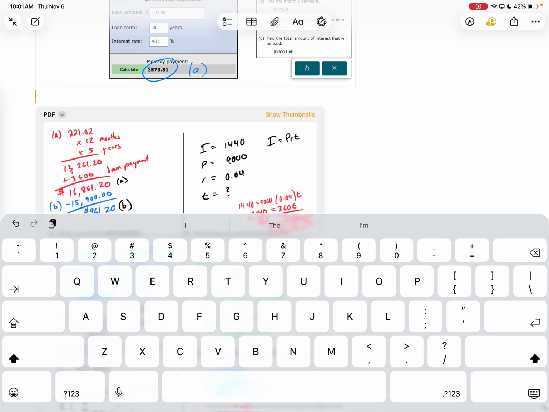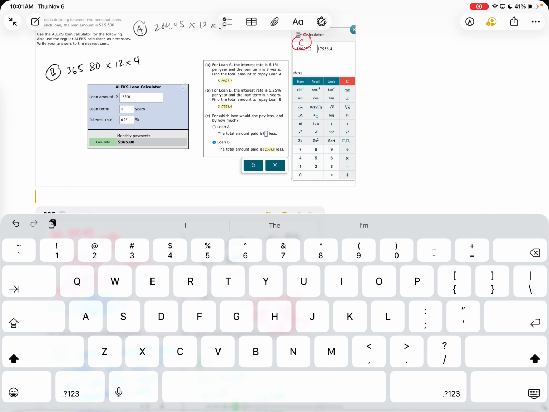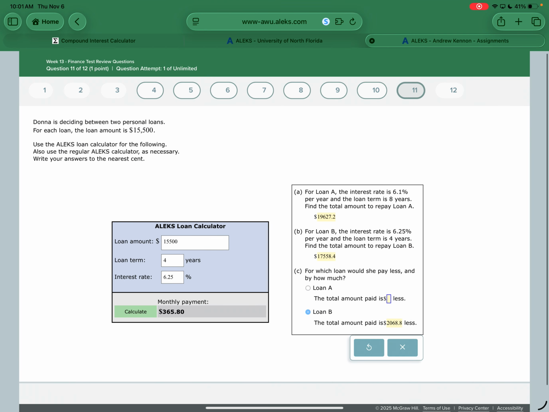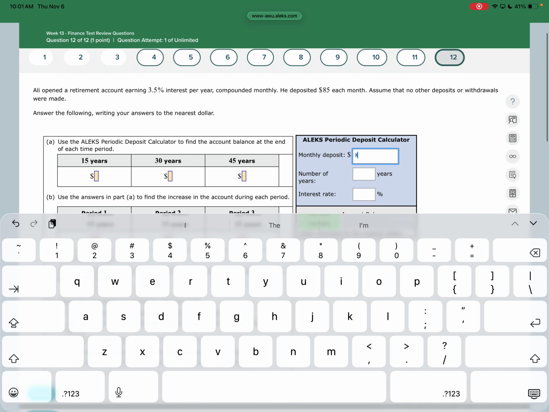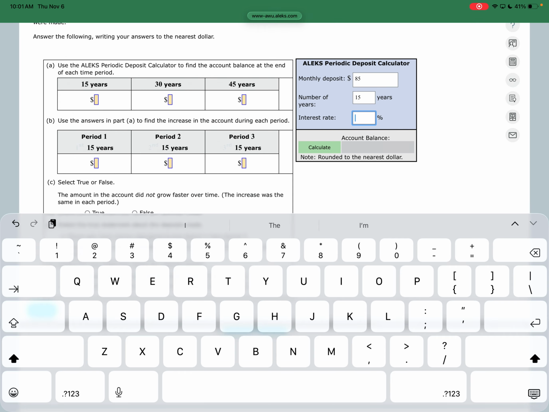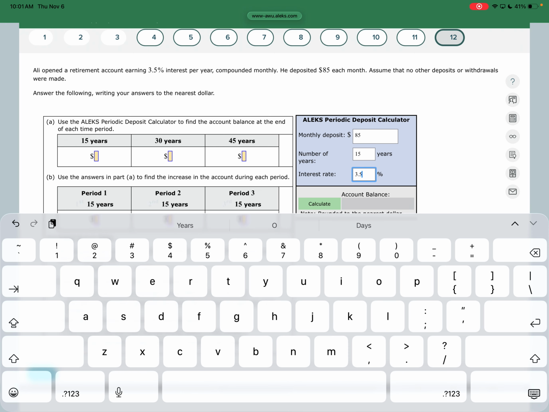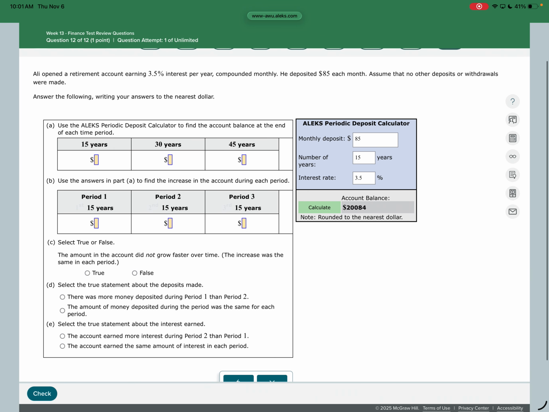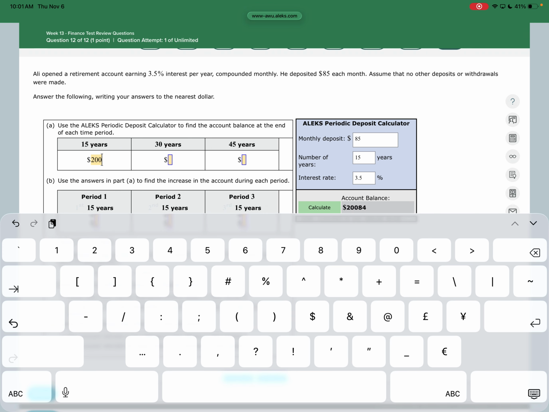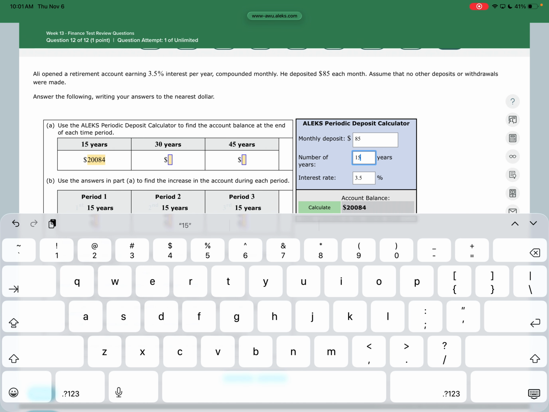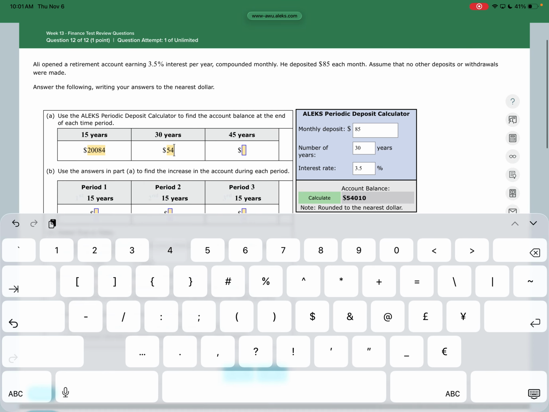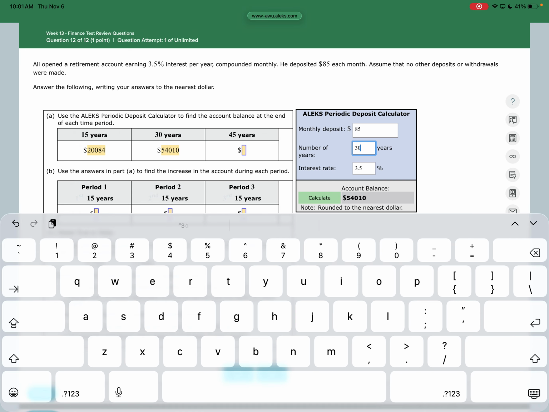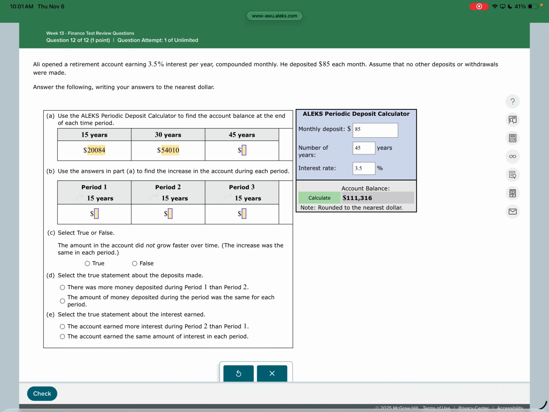And the last one is the periodic calculator. The periodic calculator, monthly deposit, we're going to put $85 in, number of years. We're doing 15 years to start at 3.5% interest, okay? So we calculate, and after the first 15 years we have 20,084. We have $20,000. So then we're going to do 30 years, okay? Click calculate. Now we're at $54,000. Now we're going to do 45 years. Calculate.